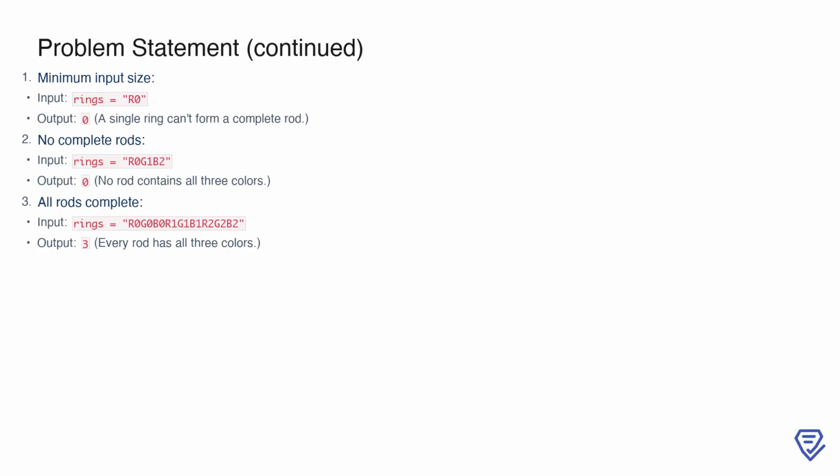Similarly, if the input is R0G1B2, each rod only contains one ring of a specific color, and no rod has all three colors. Again, the output is 0. On the other hand, if the input is R0G0B0R1G1B1R2G2B2, every rod 0, 1, and 2 contains all three colors. This means all rods are complete, and the output is 3. These examples highlight the importance of carefully analyzing the rings and rods to determine which ones meet the problem's requirements.